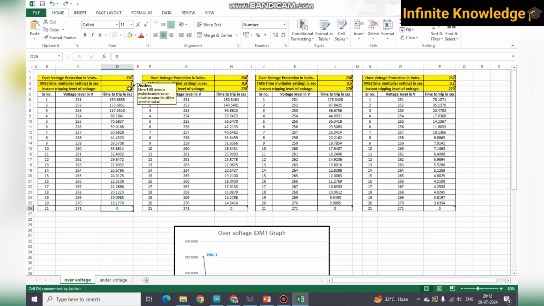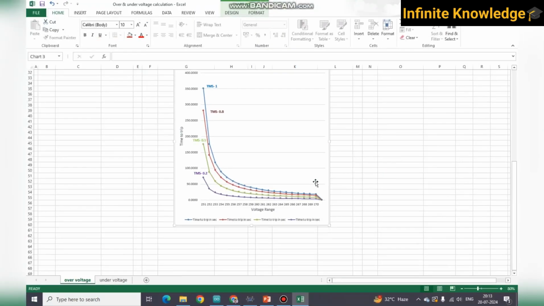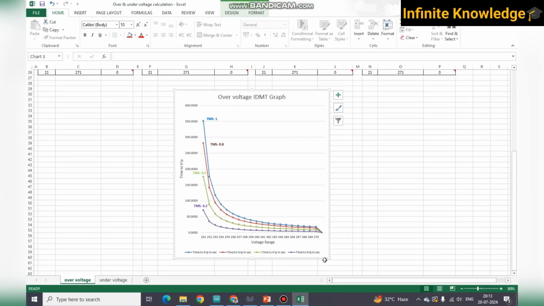Why is it an instant tripping? Because it crosses the threshold limit, which is 1.08 times. If your voltage is increased more than a certain limit, then you need a sudden tripping. Okay, so that's why this is happening. So in this over voltage graph also, you can see that after a certain limit, when your voltage is increased more than 270, you are getting the instant tripping. That's why this notch is formed here. And yes, as your TMS is reduced, your time to trip is reduced.